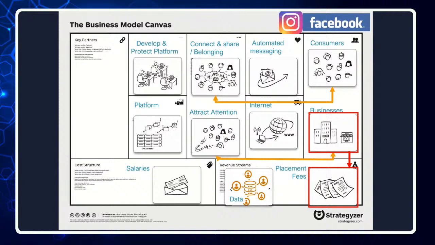So you can see here that even a very large and quite complex industry can be explained very simply using only 8 of the 9 building blocks here. We don't generally talk about key partners for Facebook because they just acquire them and put them out of business.